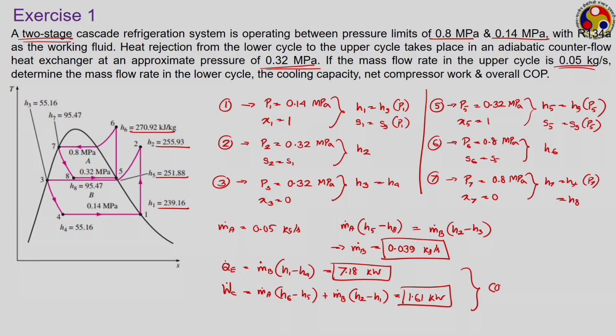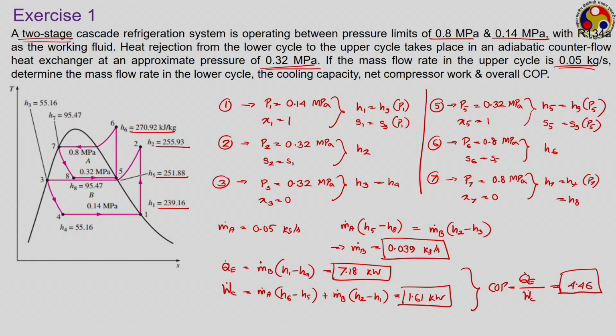And finally, the COP for this system will be equal to the net evaporation load divided by the net compression work input requirement. So, 7.18 upon 1.61, it will be coming something like 4.46. So, this is the final result that we are looking for. So, we can see this is a reasonably high COP that we are talking about.